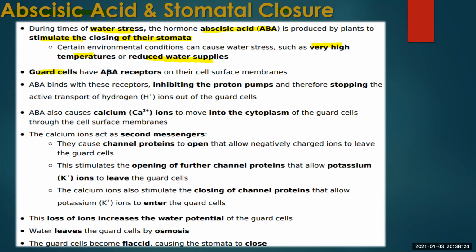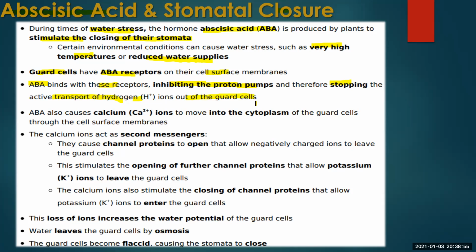Then since it's a hormone, it needs a receptor. So guard cells have ABA receptors on their cell surface membranes. These hormones will bind with the receptors. As they bind with the receptors, what happens? This inhibits the proton pumps. If the proton pumps are inhibited, this would not allow the hydrogen to go out of the cell. So this ABA binds to the receptor, inhibits the proton pump, and thus it stops the active transport of hydrogen ions out of the guard cell.